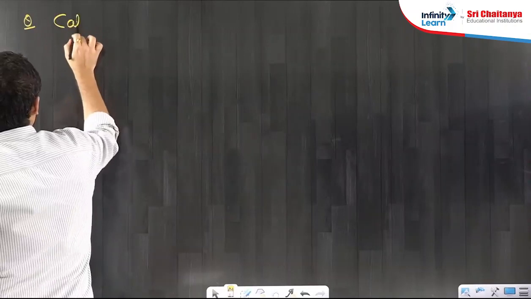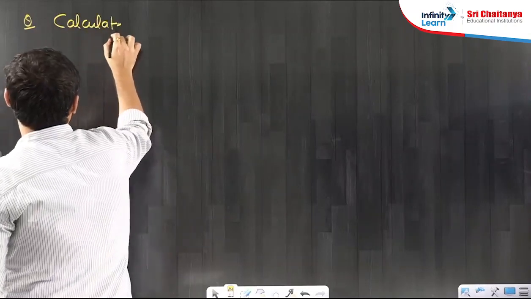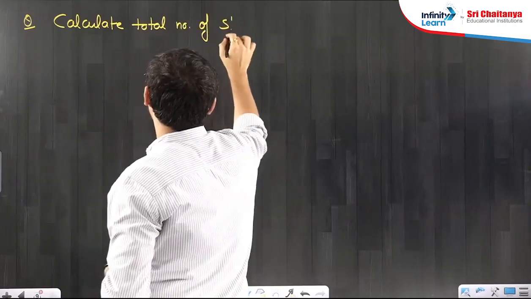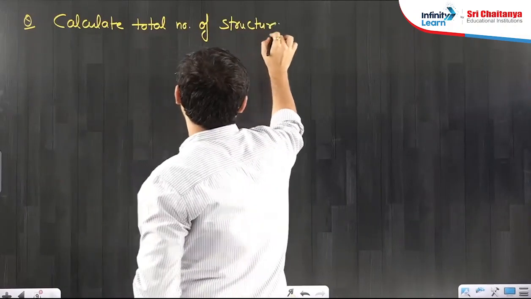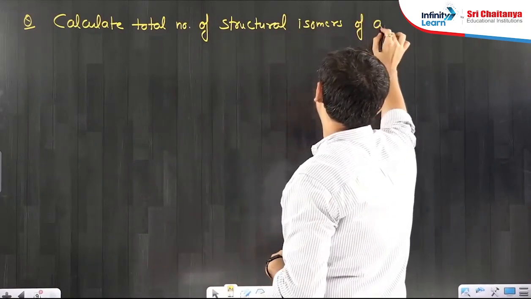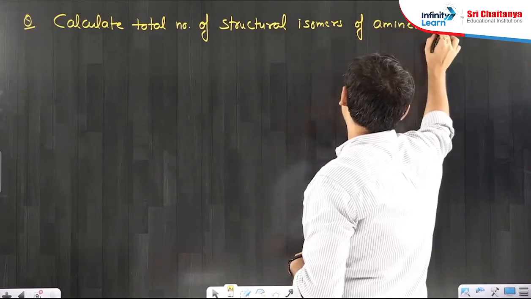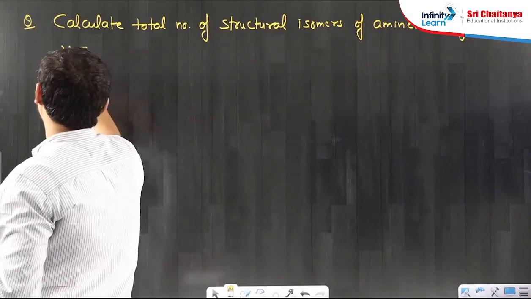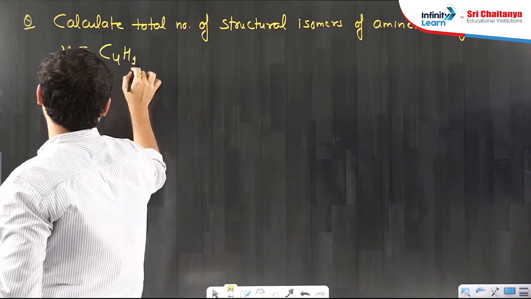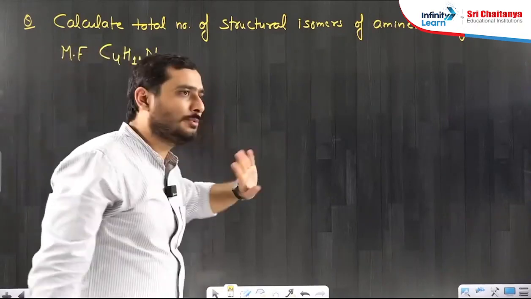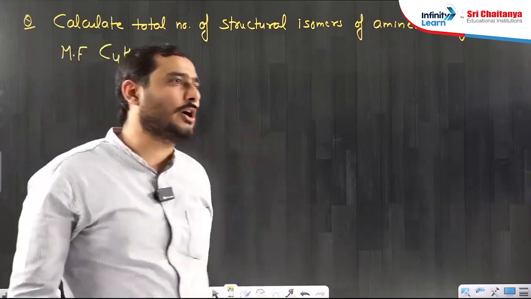So if I write a question: calculate the total number of structural isomers of amines having molecular formula C4H11N. Now one question I will solve for you, and the next question I will give, which you have to solve.